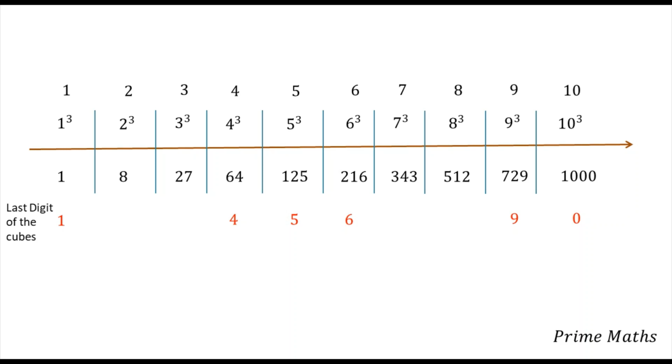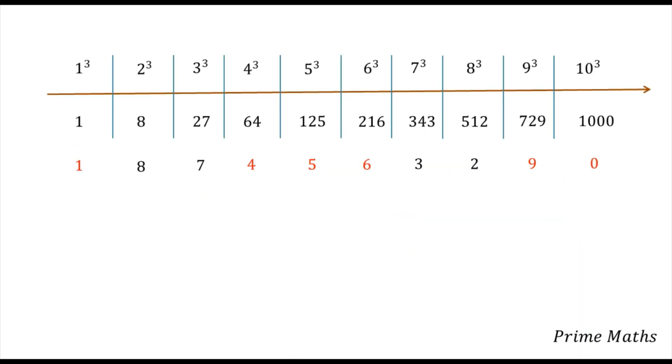Now, for the numbers 2, 3, 7 and 8, the last digits are 8, 7, 3 and 2, respectively. Do you see any pattern? You should be able to guess this. Adding the respective digits gives the value 10. 2 plus 8 is 10, 3 plus 7 is 10, and so on. In this way we can easily remember the last digit of the cubes of all the numbers from 1 to 10. Now comes the part of finding the cube root.